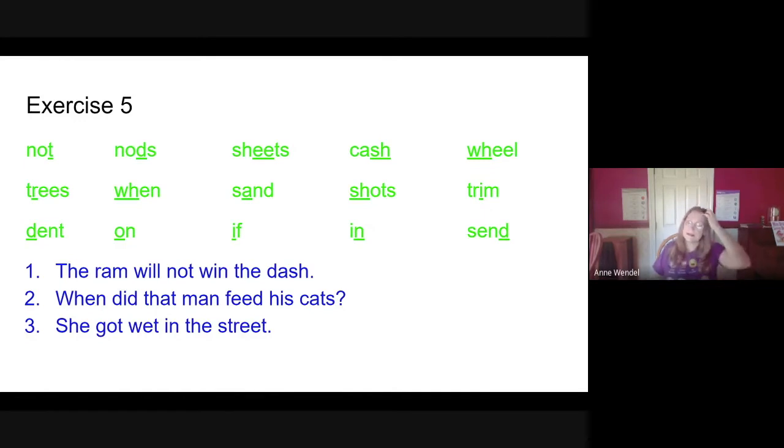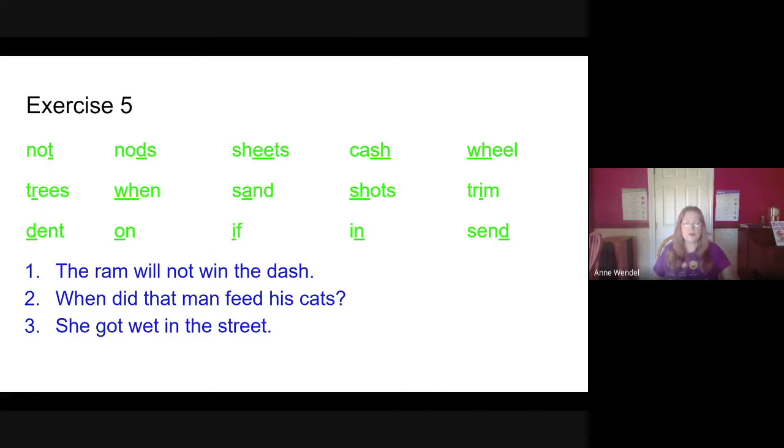Yes, ih, as in itch. What word? Yes, if. Next word. What sound? Yes, n. What word? Yes, in. Last word. What sound? Yes, d. What word? Yes, send. Okay, that was great.